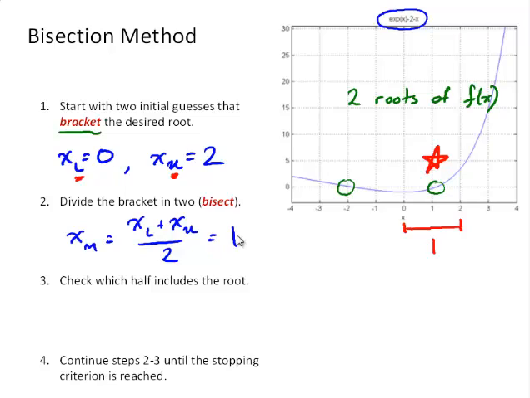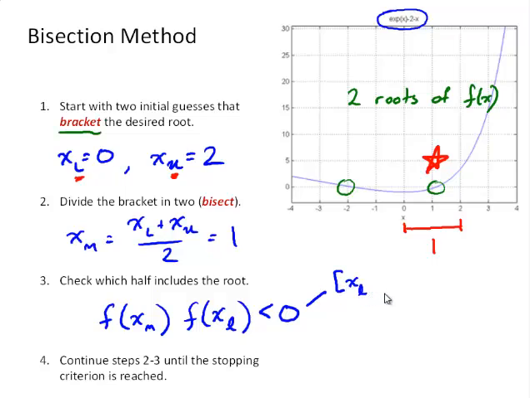And we can do a simple test: evaluate f at xm, and multiply that by f at xl. If that is less than 0, then the new bracket, the root falls between xl and xm. If it's not less than 0, the new bracket falls between xm and xu. And then we'll just continue doing this until the stopping criterion is reached.